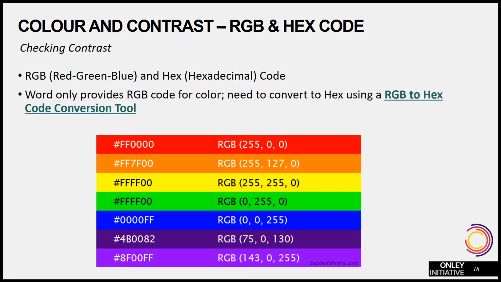The second is hex, or hexadecimal code, a series of 6 digits, 3 sets of 2, with each pair denoting the levels of red, green, or blue. Word only gives you the RGB code for color, so you may need to convert it to a hex code that is used in some programs that help you determine effective contrast ratio. There are many hex and RGB code conversion tools out there. Google RGB to hex and you will easily find one.